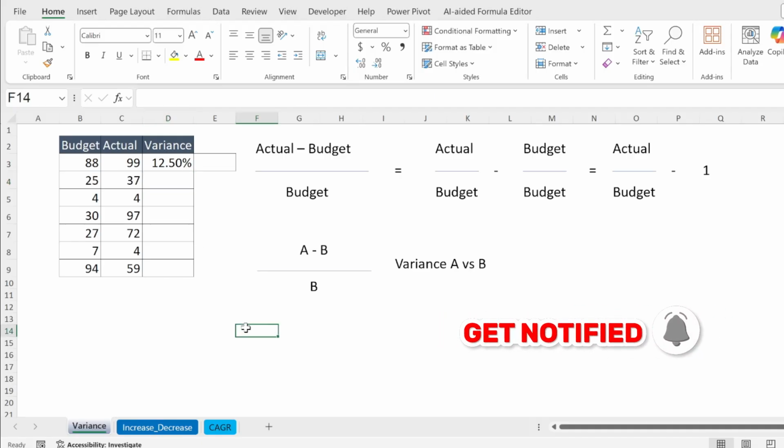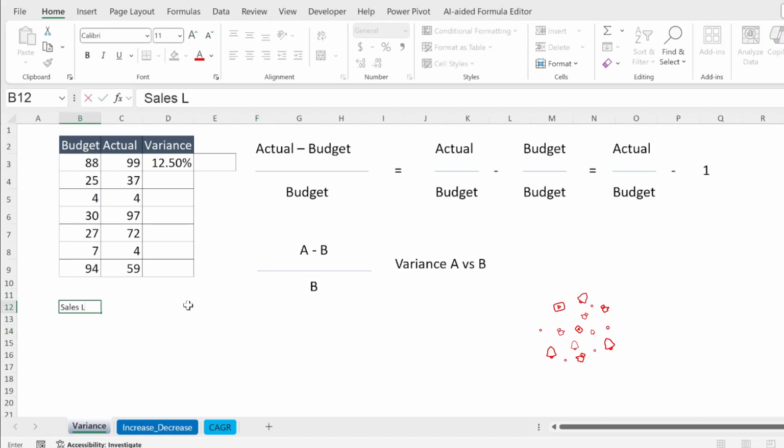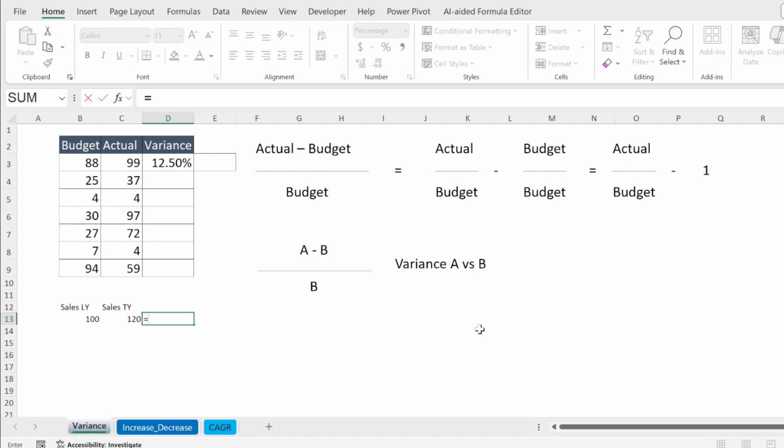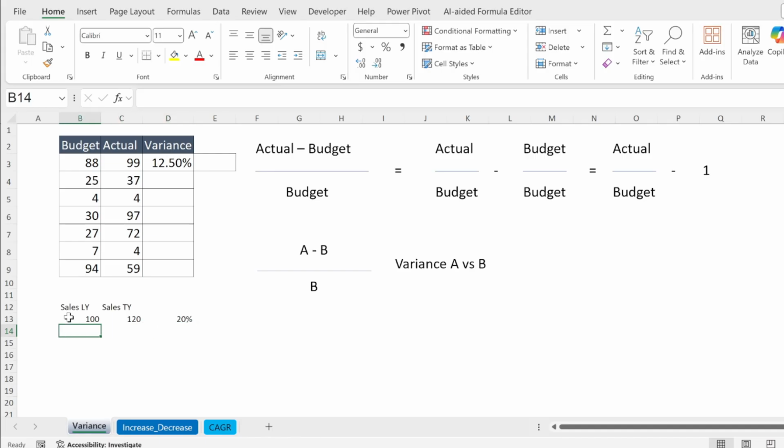Now you can apply this to sales, for example. So I have sales last year and I have sales this year. And here, let's assume that I have 100 and 120, which is an easy number. So the variance is 20%. How do I calculate this? I open parentheses. I have 120 minus 100. We close parentheses, divided by 100. And here you get your 20%. So if it was 80 to 100, for example, and I just drag the formula, you can see that it has increased from 80 to 100, or 25%.